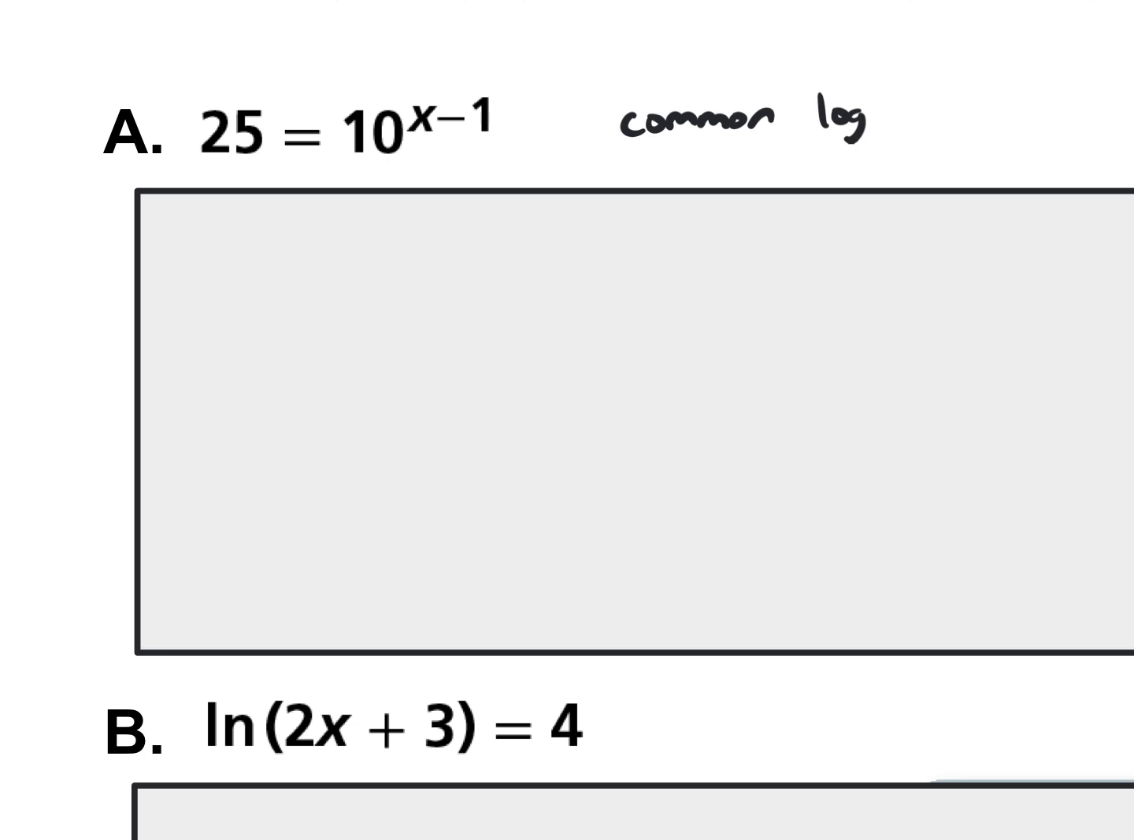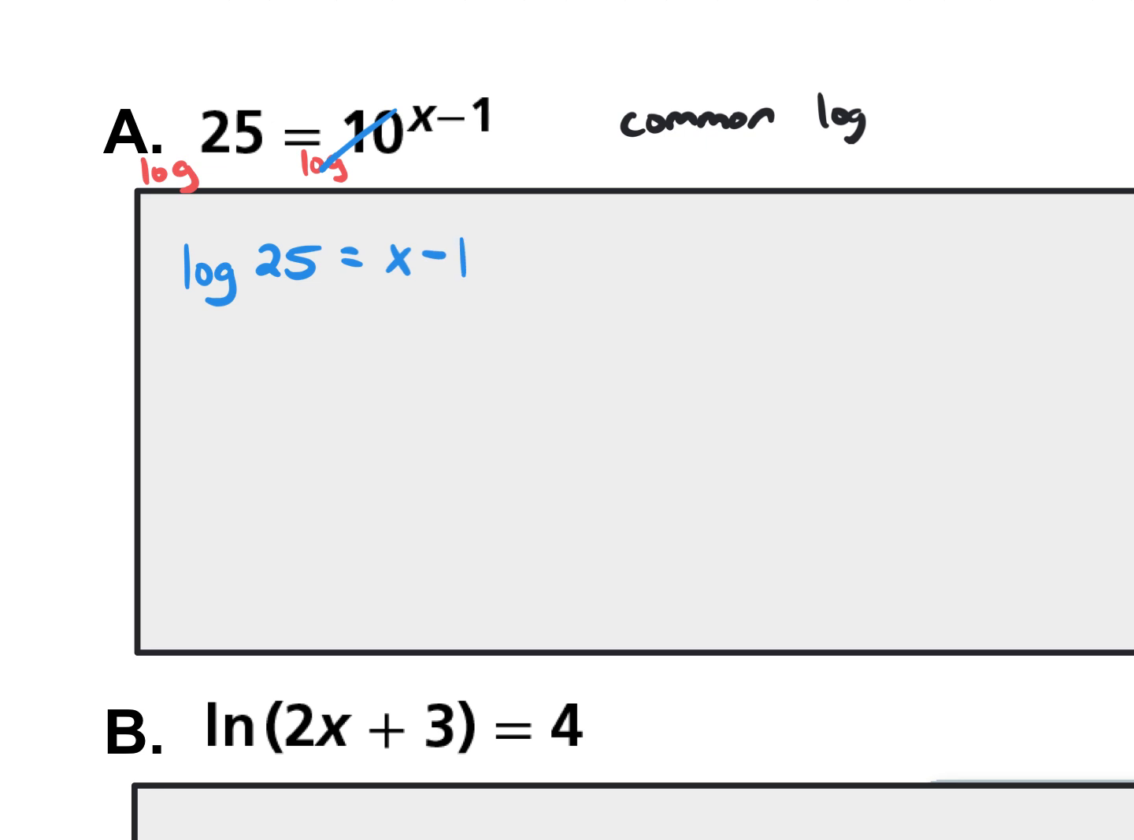So what did I say is the inverse of that base 10? Log, right? So what I'm going to do is log both sides. What I do to one side of the equation, I have to do to the other. So if I rewrote this, on the left side I have log of 25 equals, what's going to happen to this log base 10? Yep, so I'm left with x minus 1.